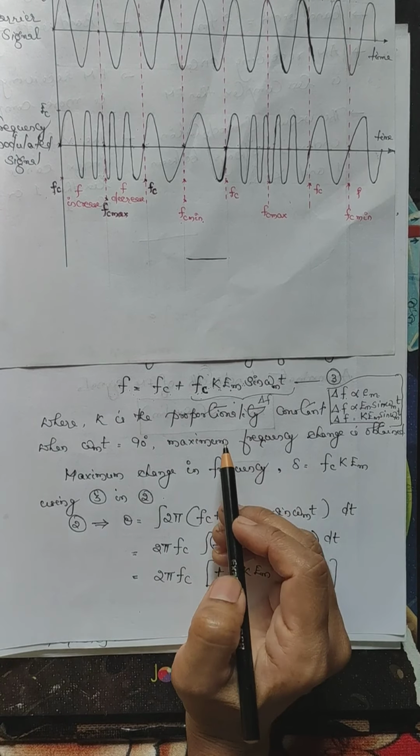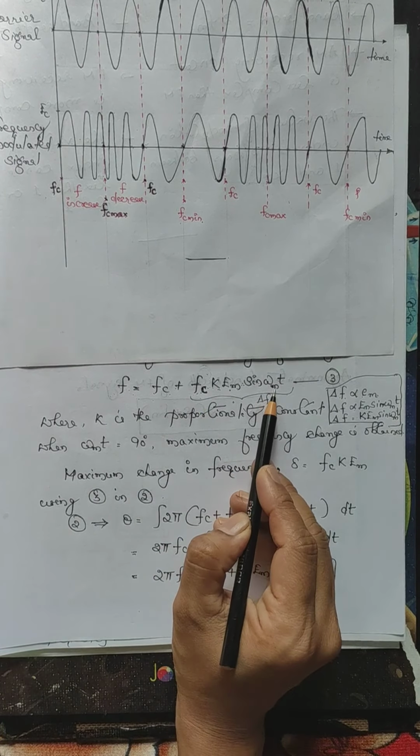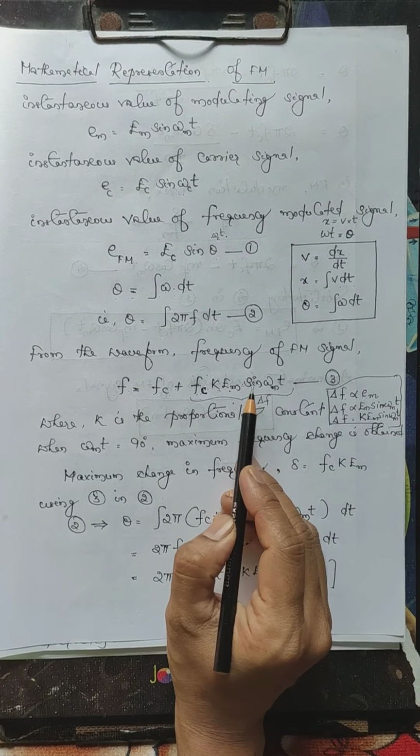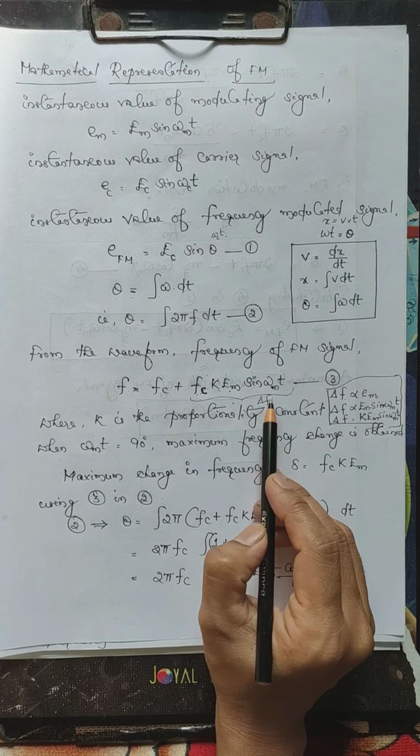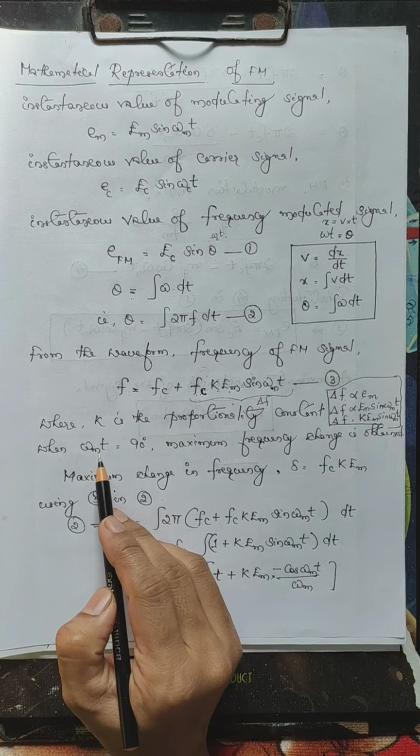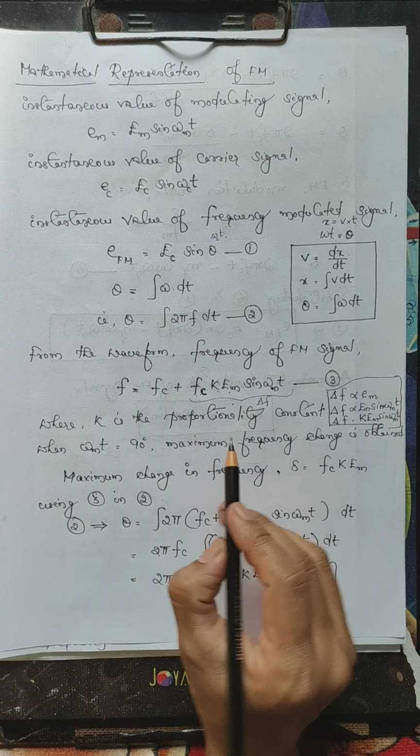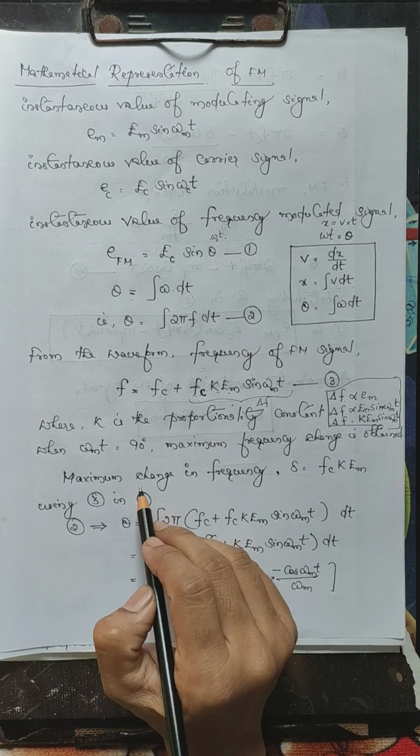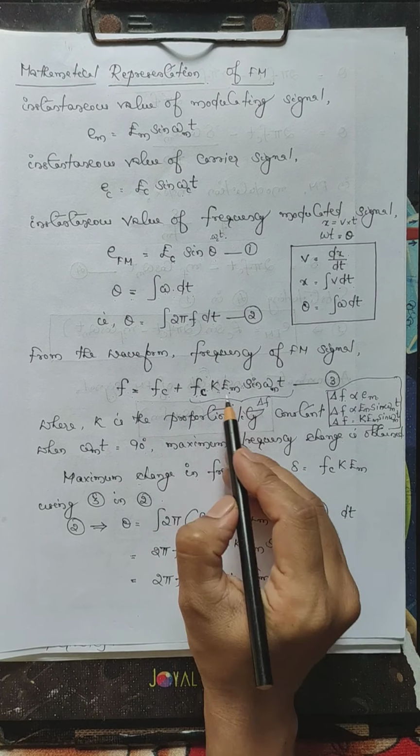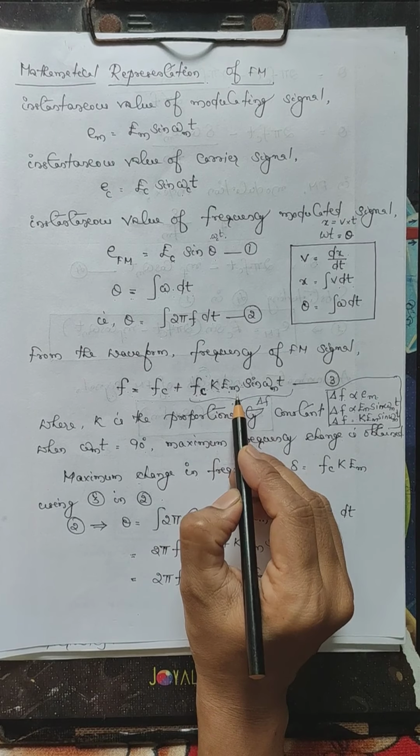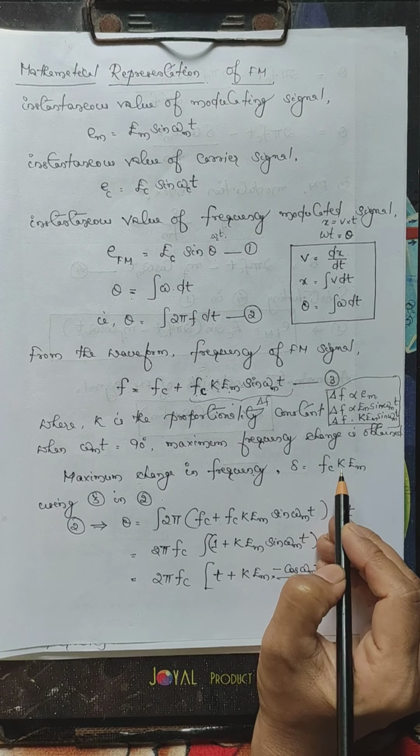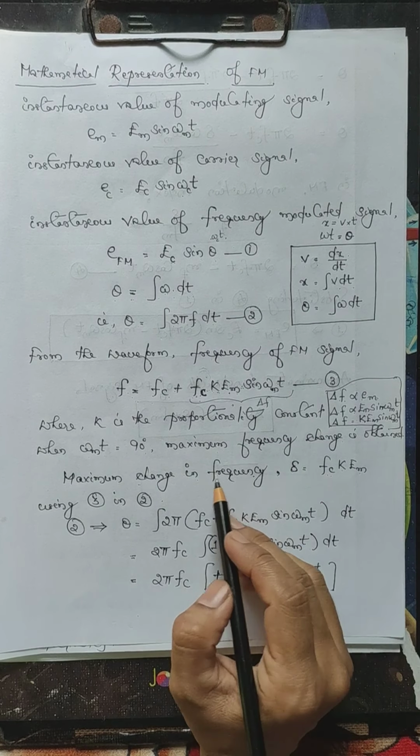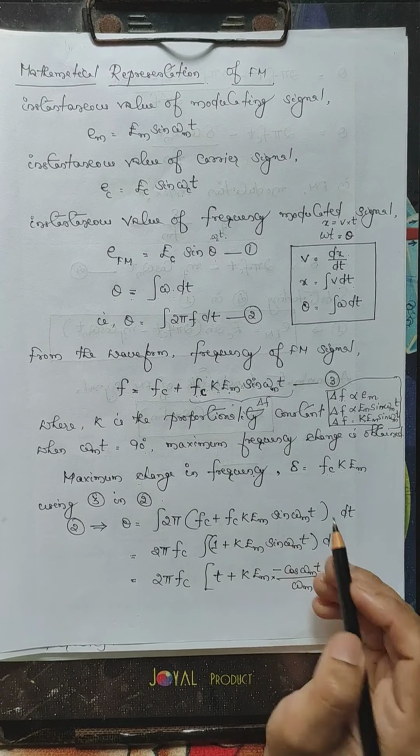Now, this is the change in frequency delta f, and the change in frequency becomes maximum when sin omega mt is 1, that is, when omega mt is equal to 90 degrees. So the maximum frequency change can be written as fc into k into Em, with sin omega mt as 1, and it is denoted as delta. So the maximum frequency change is denoted as delta.